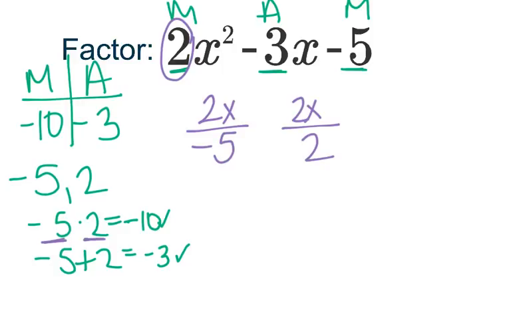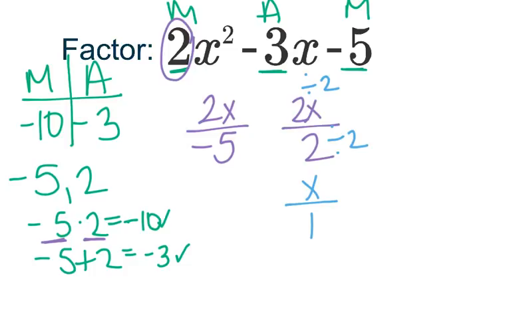So now, the reason we do this is we look and we see if we can simplify either fraction. 2 over 5, there's nothing in common, so I'm not going to be able to simplify. 2 over 2, however, if I divide them both by 2, I end up with x, or 1x, over 1. This one is going to stay the same.